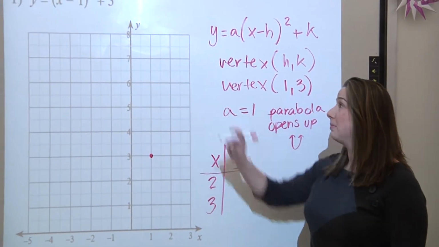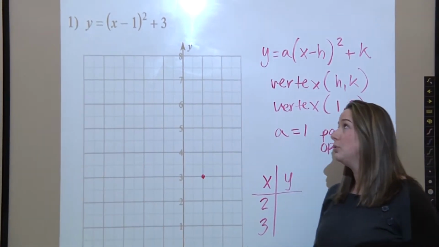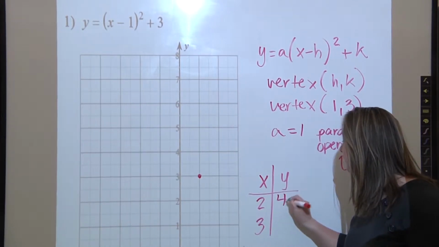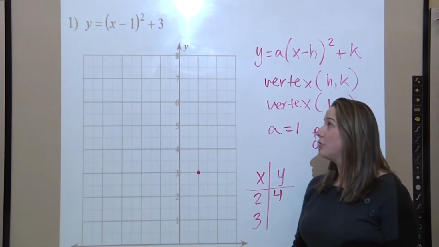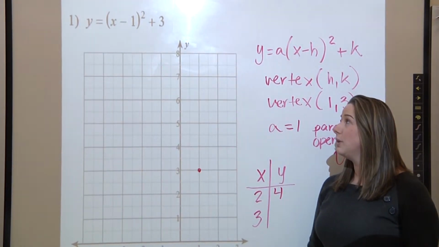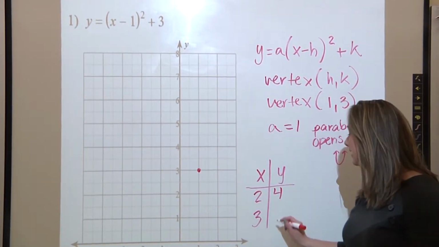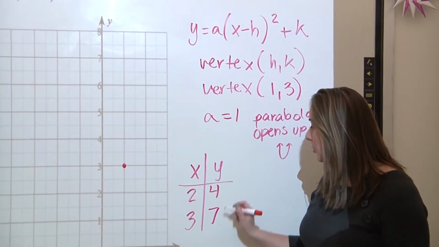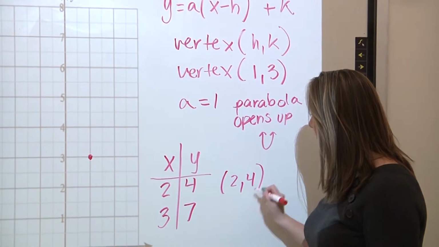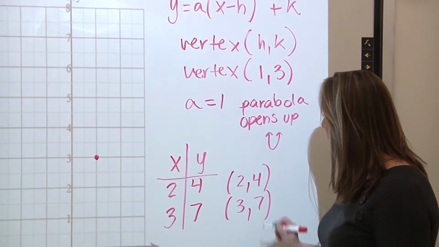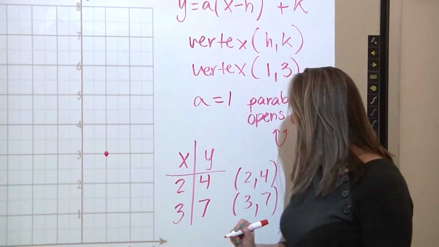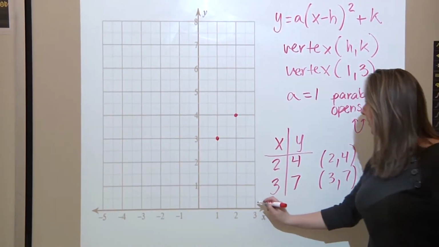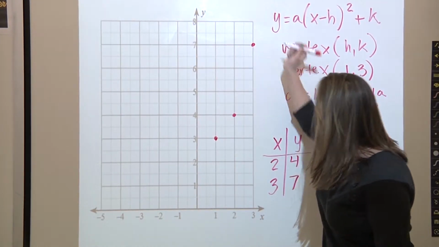So if I take 2 and I plug it in for x, 2 minus 1 is 1. 1 squared is 1, 1 plus 3 is 4. For 3, 3 minus 1 is 2, 2 squared is 4, 4 plus 3 is 7. These are two ordered pairs on my parabola, 2, 4, and 3, 7. I'm going to plot both of these points. 2, 4, and 3, 7.